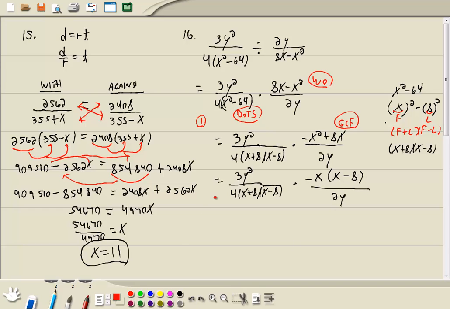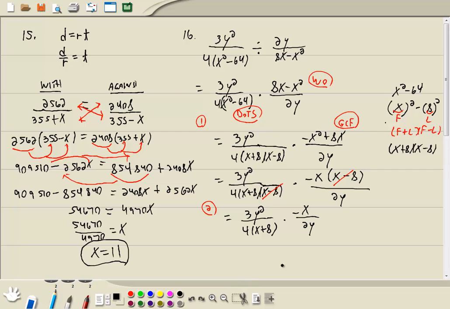Well, now we're ready to do some canceling. And our guideline is one's on top, one's on the bottom, they're the same when you're talking about factors. So we got x minus 8 here, and we got x minus 8 here. So we have 3y squared over 4 times x plus 8 times negative x over 2y.